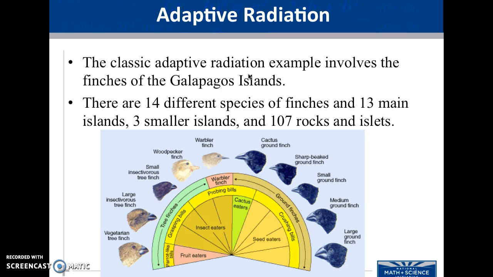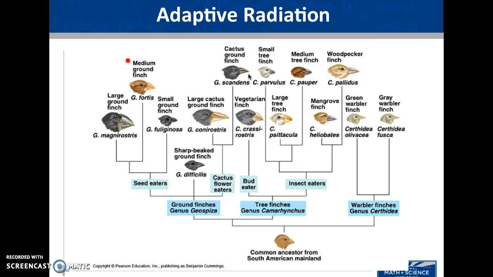We also call this adaptive radiation. The idea that as different groups of a certain species move to different areas, they're going to adapt to the environment and eventually become a different species. The most common example of this is in the Galapagos Islands. There are now 14 different species of finches and 13 main islands, 3 smaller islands, and 107 rocks and islets. So essentially we see that started out as one finch species, became quite a few based on location.